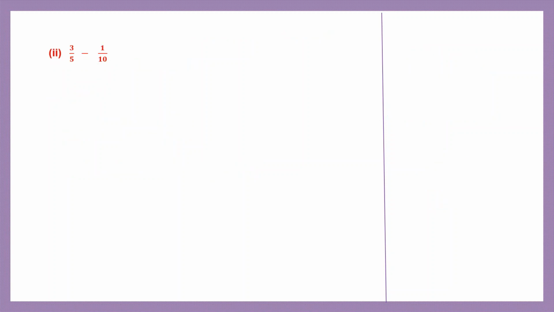Question 2. 3 by 5 minus 1 by 10. So let's write down the question. 3 by 5 minus 1 by 10. Now since they are unlike fractions, we have to find the LCM of the denominators, 5 and 10. So let's begin with 5. 5 ones are 5 and 5 twos are 10. Then we continue with 2, 1 and 1.